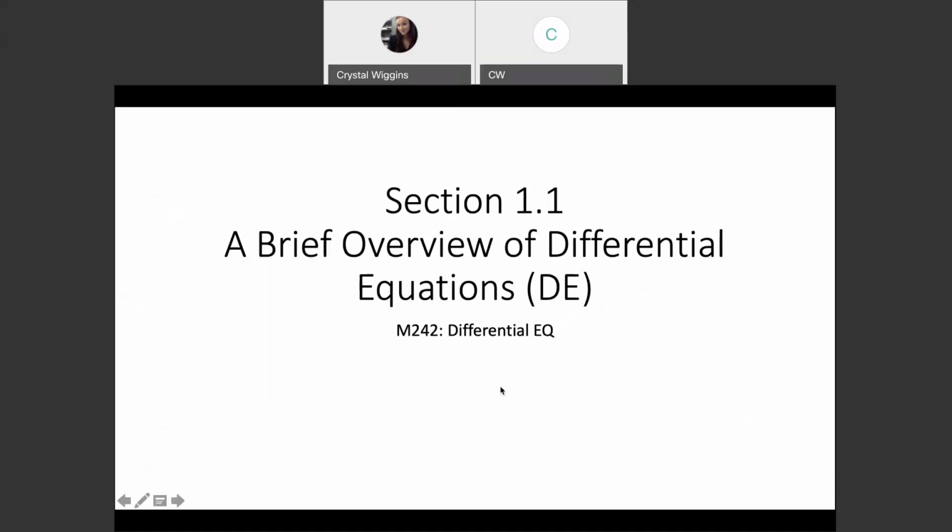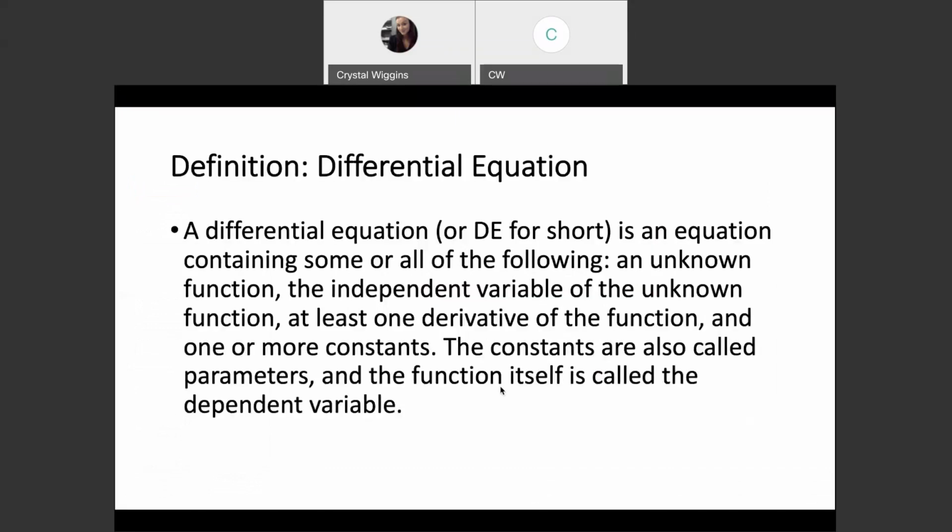Okay, so the first thing that we want to go through before we dive deep into differential equations is what the heck is a differential equation to begin with? So, definition: a differential equation, or we can abbreviate that as DE for short using capital D, capital E, is an equation containing some or all of the following: an unknown function, the independent variable of the unknown function, at least one derivative of the function, and one or more constants. The constants are also called parameters, and the function itself is called the dependent variable.